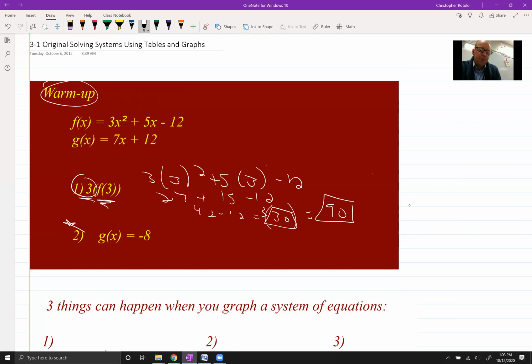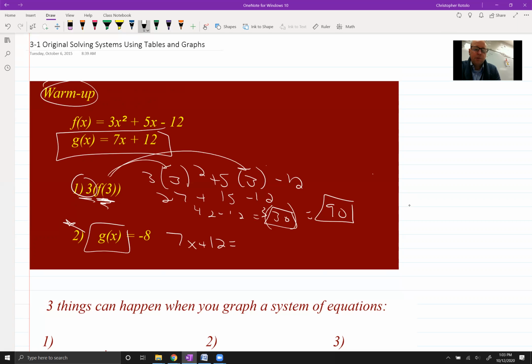The reason I want to point this one out is the second equation. Typically, you notice how this said f of 3, so that means take that 3 and put it into the equation where the x was. Notice we don't have that this time. So this is 7x plus 12 is supposed to be equal to negative 8.